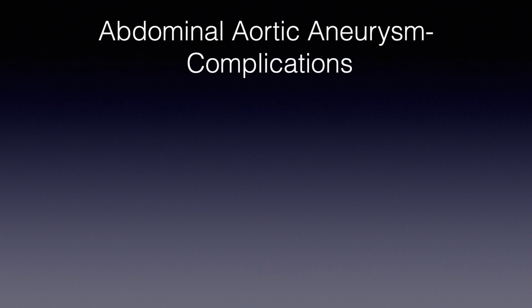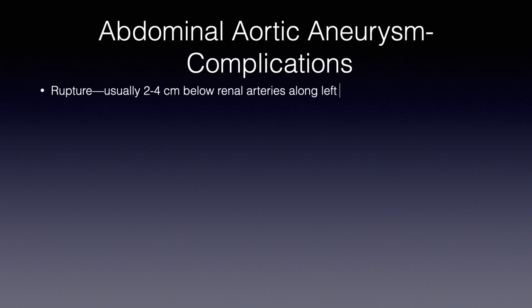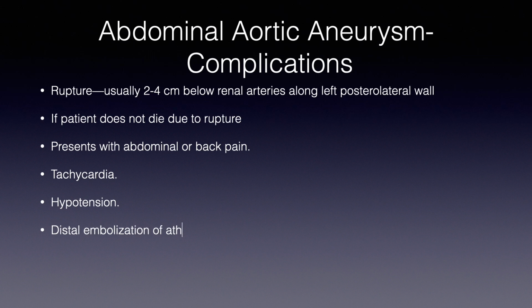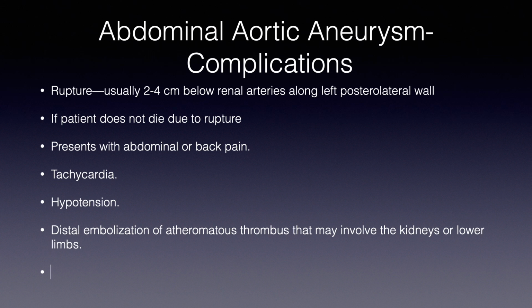Complications associated with abdominal aortic aneurysm include rupture, seen 2 to 4 centimeters below the renal arteries along the left posterolateral wall. If the patient does not die due to rupture, there may be abdominal or back pain, tachycardia, hypotension, distal embolization of the thrombus that may involve the kidneys or the lower limbs, and less commonly, there may be DIC or disseminated intravascular coagulation.